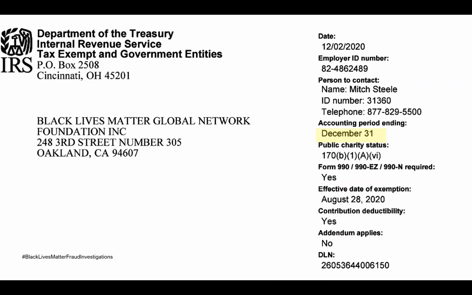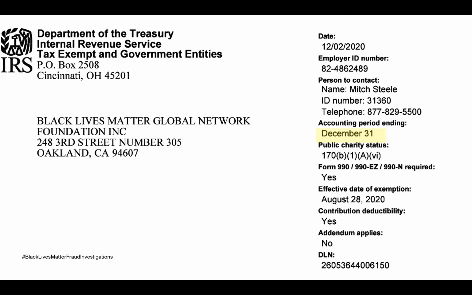The accounting period ending is the month that a nonprofit organization chooses to use as the fiscal year end when it applies for 501c3 nonprofit status. So during the application process, you have to select which month your nonprofit organization wants to use as its fiscal year end. So in this case, the person who completed the Form 1023 for the Black Lives Matter Global Network Foundation in 2020 chose to use December the 31st as its accounting period ending, or the fiscal year end, same thing. This is important because it determines when your Form 990 information return is due.